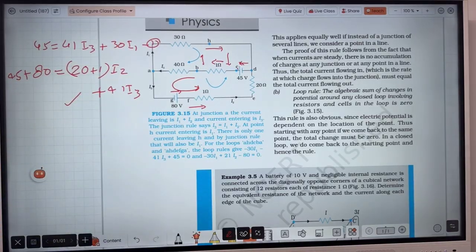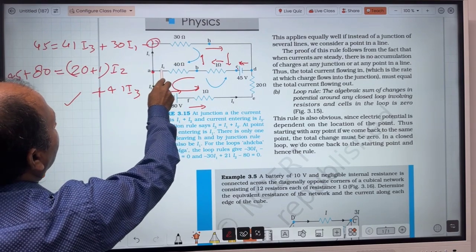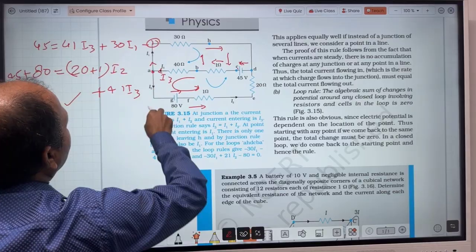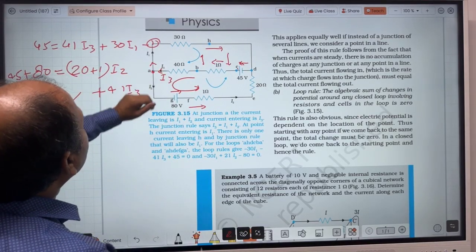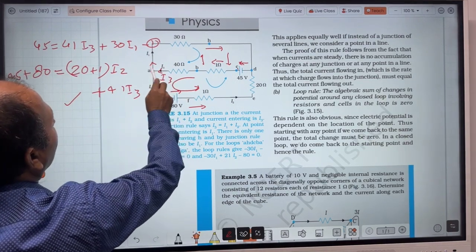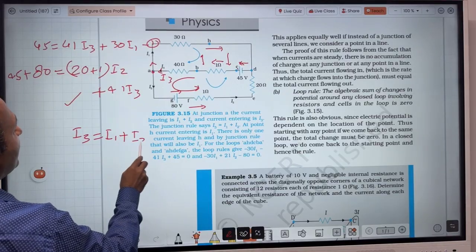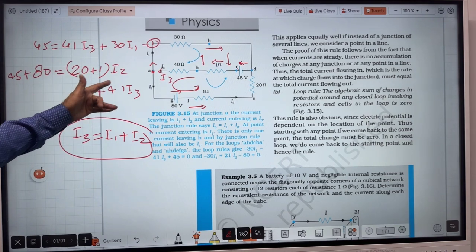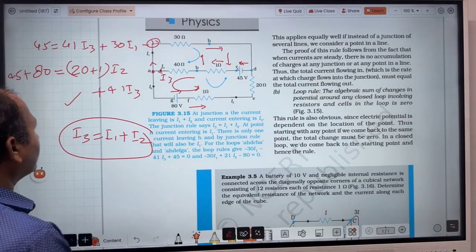So this is another equation. And if you consider this point, here I3 current is coming in, and I1 and I2 are moving out in this direction. So the incoming current is only I3, and I1 and I2 are outgoing currents. So you can say I3 must be equal to I1 plus I2. This is another equation. So we have 3 equations, and how many variables are there? I1, I2, I3. 3 variables are there, so we can easily find the values. I think you have understood.